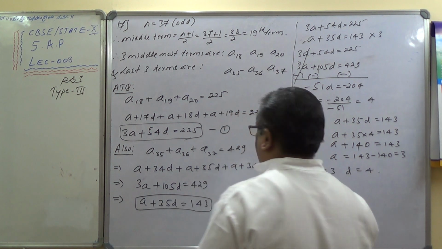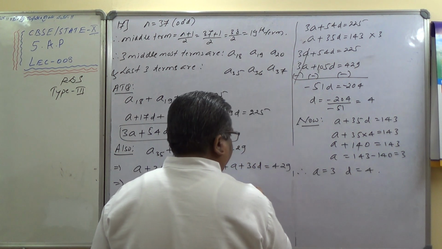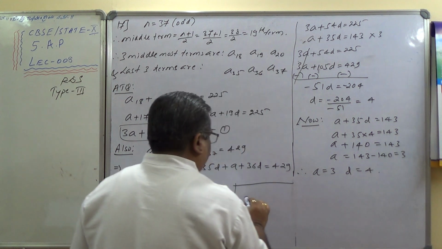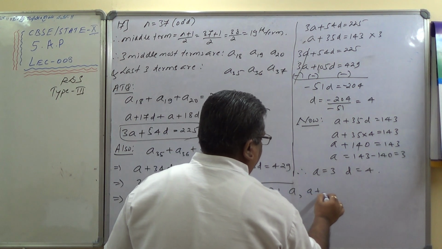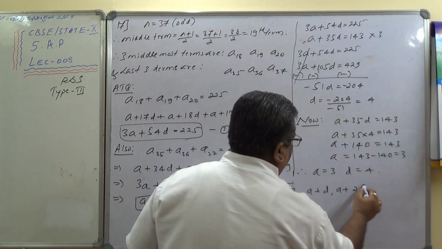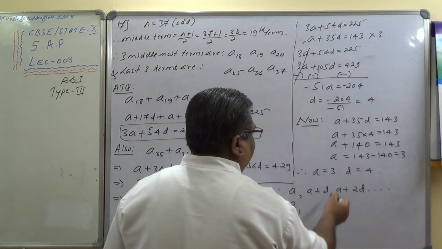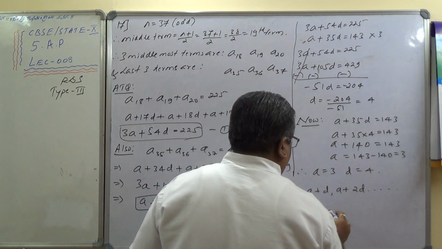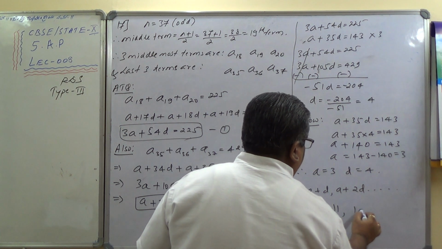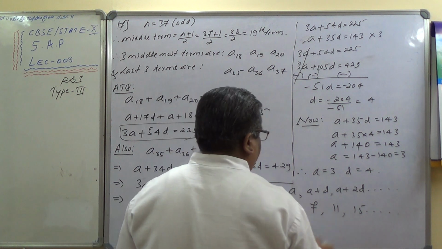Let me check. Correct. Therefore the AP is given by A, A plus D, A plus 2D and so on. So which is 3, 3 plus 4 is 7, 7 plus 4 is 11, 15 and so on. So 3, 7, 11, 15 and so on. Note down.